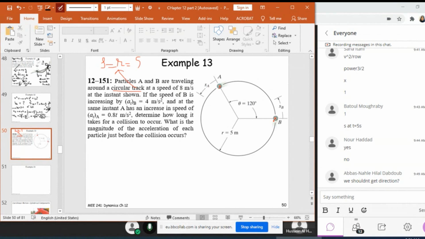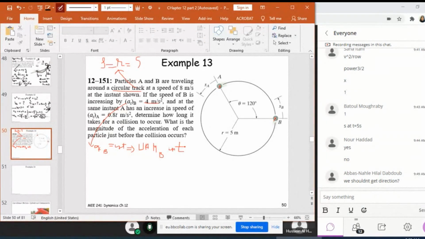Now, the speed of B is increasing by aTB equal to 4 meters per second squared, right? So, guys, fortunately, this acceleration of B is constant. So aTB is constant, and this means that I have a uniformly accelerated motion in tangential direction. So for B, I have a uniformly accelerated motion. This is only for B, it's not applicable to A, in the t direction, in the tangential direction.